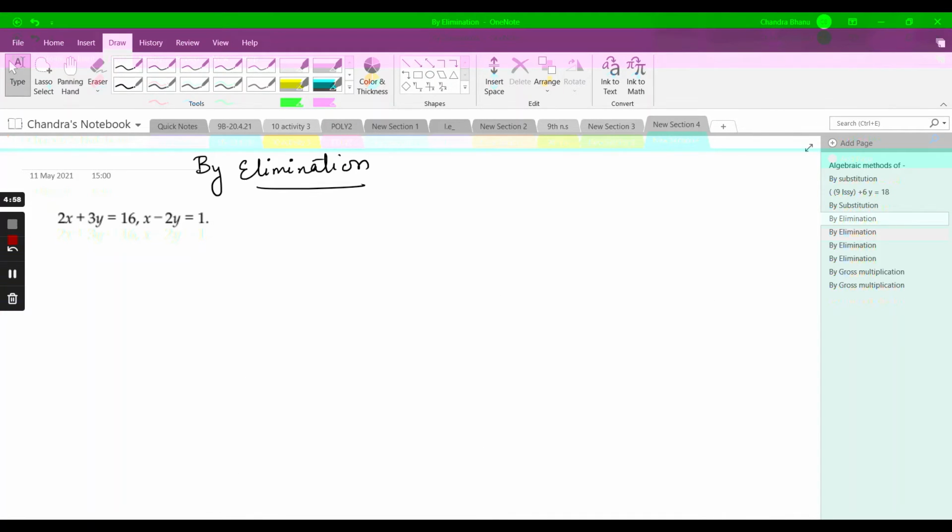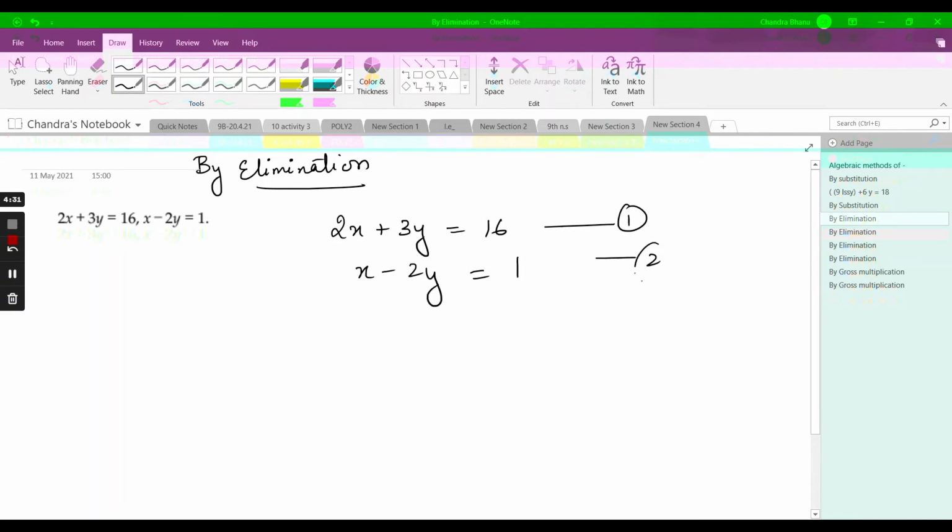Now let's learn the elimination method. Again we are given two equations, 2x plus 3y is equal to 16 and x minus 2y is equal to 1. The name says elimination. That means we need to eliminate any one variable here. And how are we going to do that? We are going to make the coefficients of any one variable the same in both the equations. Now this is my equation 1 and this is my equation 2.